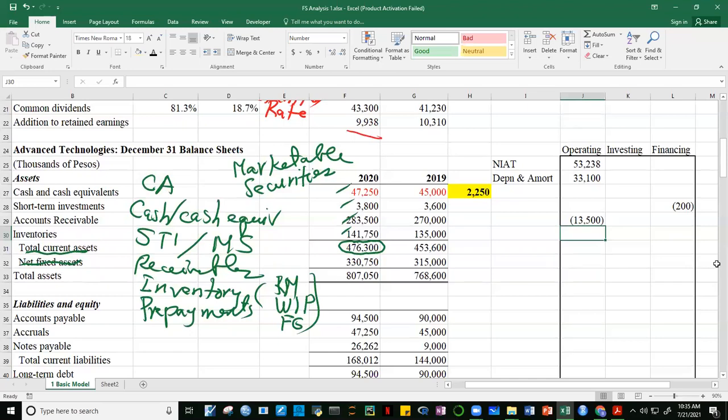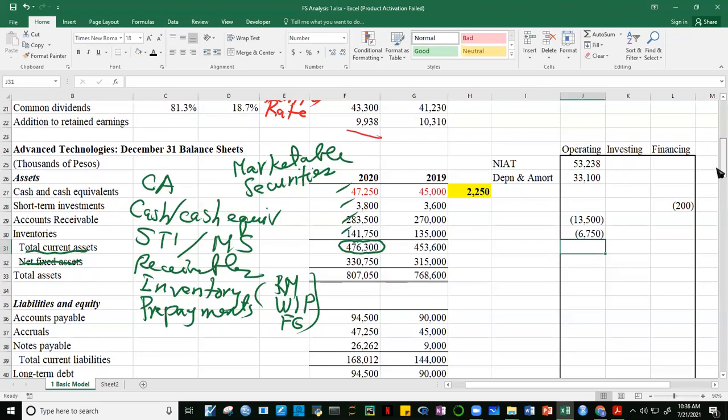So bumili, di ba? Tama. Napaka-practical, di ba? Inventory natin nung 2019, 135. At the end of 2020, naging 141. Saan galing yun? Hindi naman binigay sa atin yun. So, bumili tayo ng inventory. So, you're correct. It's operating and it should be a use of cash. So, this minus this. Okay, you're getting it, guys.